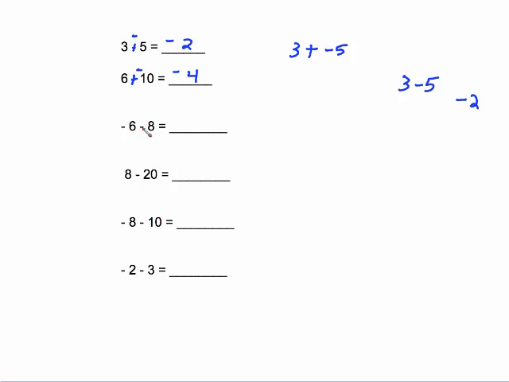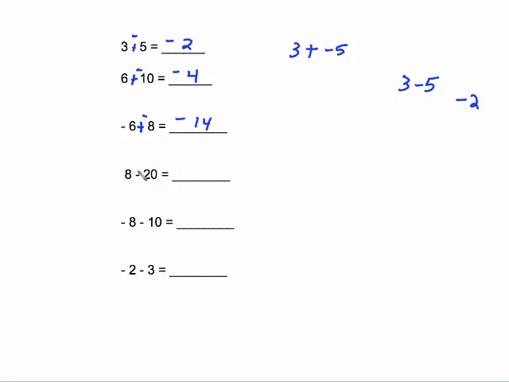So keep the negative 6, change this, make this negative. Now this is a different rule than these last two. These are both negative. We keep the negative sign and we add. That's negative 14. Remember, same signs sum. Back here, these were different signs. That's why we took the difference.